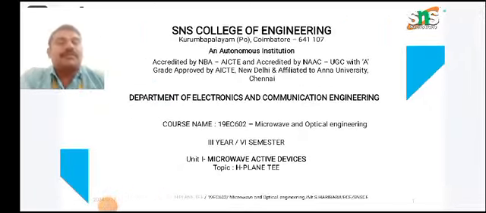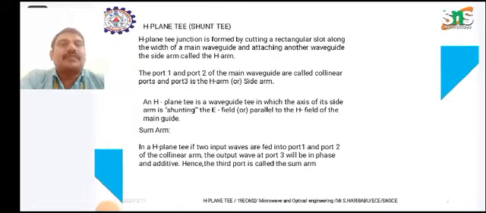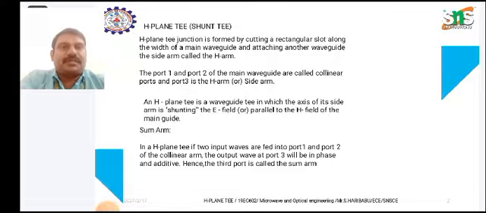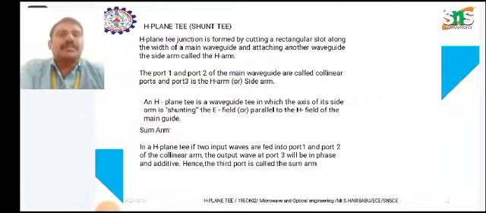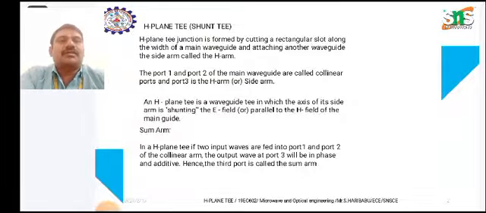Now we're discussing the topic H plane tee in the microwave and optical engineering subject. H plane tee is also known as shunt tee, and parallel things are mentioned as shunt. H plane tee is formed by cutting a rectangular slot along the width of the main waveguide and attaching another waveguide, the side arm, called the H arm. Ports 1 and 2 of the main waveguide are called collinear ports. Port 3 is the H arm or side arm.